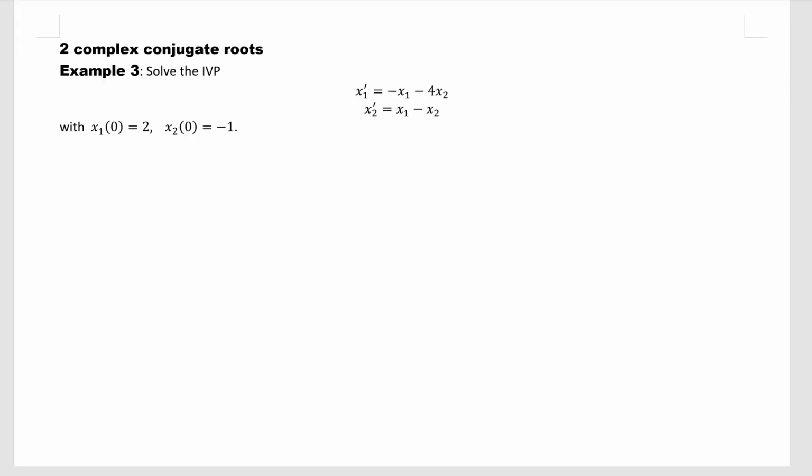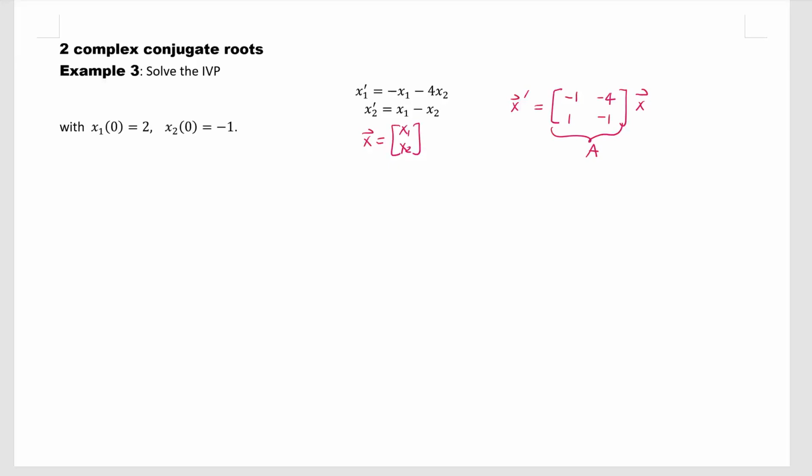So here we're focused on the two-dimensional case, okay? Let x be (x1, x2). Then this system is the same as the derivative of the vector x equals, here we have minus x1, so negative 1, and minus 4x2, and x1 minus x2. So we call this matrix A.